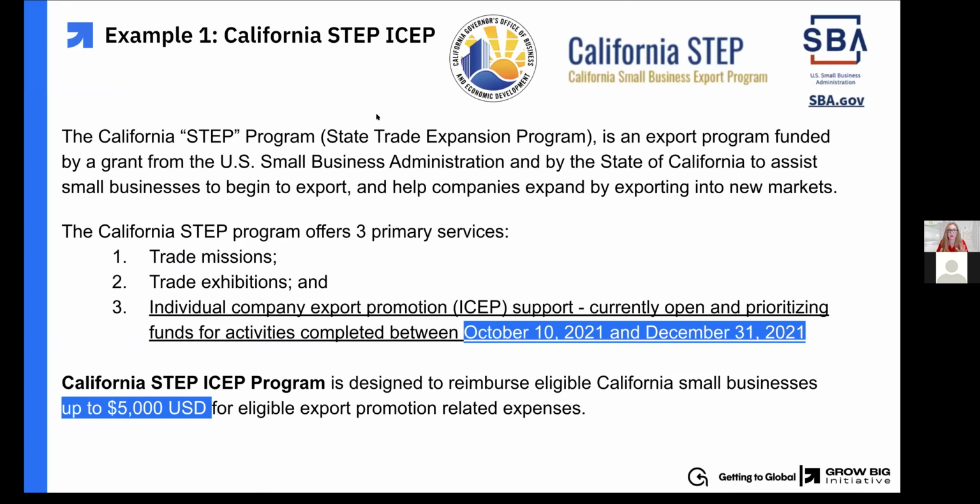Now I'm going to give you examples. I'm going to take 3 states to show you how you could use the funds. If you are in California, for example, the program is funded by the US Small Business Administration. The State of California is matching some of the funds and administering the program in the state. They have 3 main services: organized trade missions, trade exhibitions, and the program we are going to talk about today, the individual company export promotion support program.